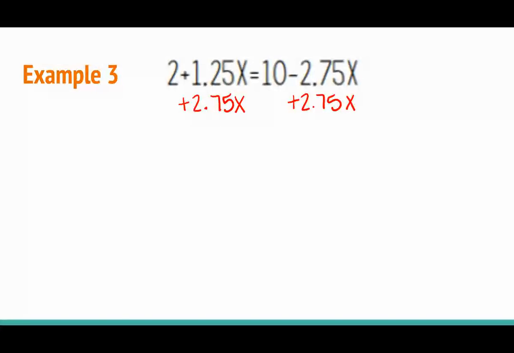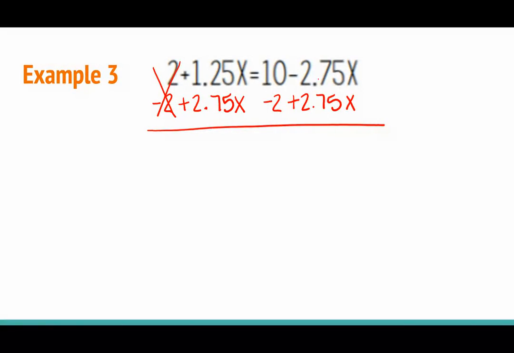We come back to the left-hand side. We have positive 2. The opposite of positive 2 is to subtract 2. So we line those up. And we start canceling. 2 minus 2 will cancel. It's just 0, so we can cross it out. And on the right-hand side, the negative 2.75 and the positive 2.75 will cancel out. So we cross it out.